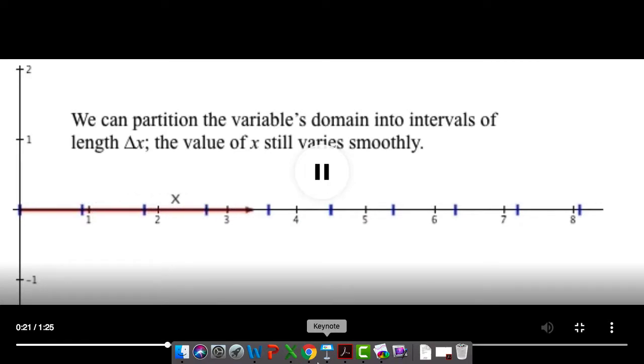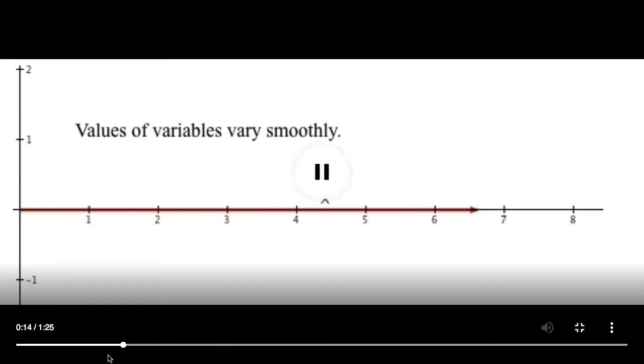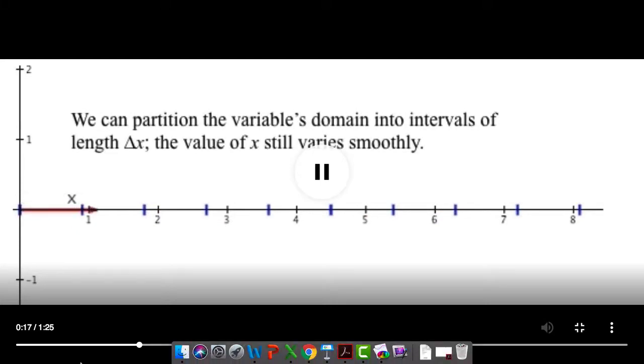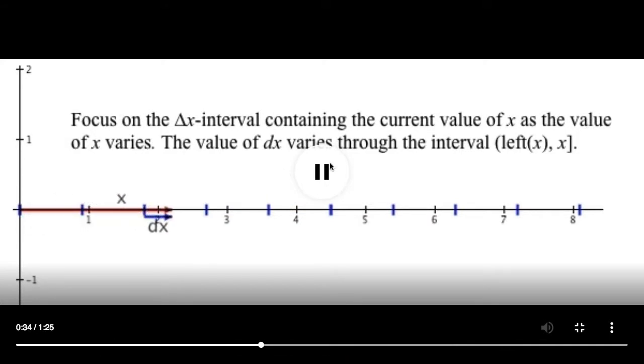Now this is just talking about a single varying quantity, something we're labeling x, and as it varies from smaller to larger, where we started was, just x varies smoothly. We can partition the variable's domain into intervals of length delta x, and we can still let x vary smoothly. Maybe keep track of which interval it's in as opposed to just what its value is. That might be something different we can do. So let me pause this.